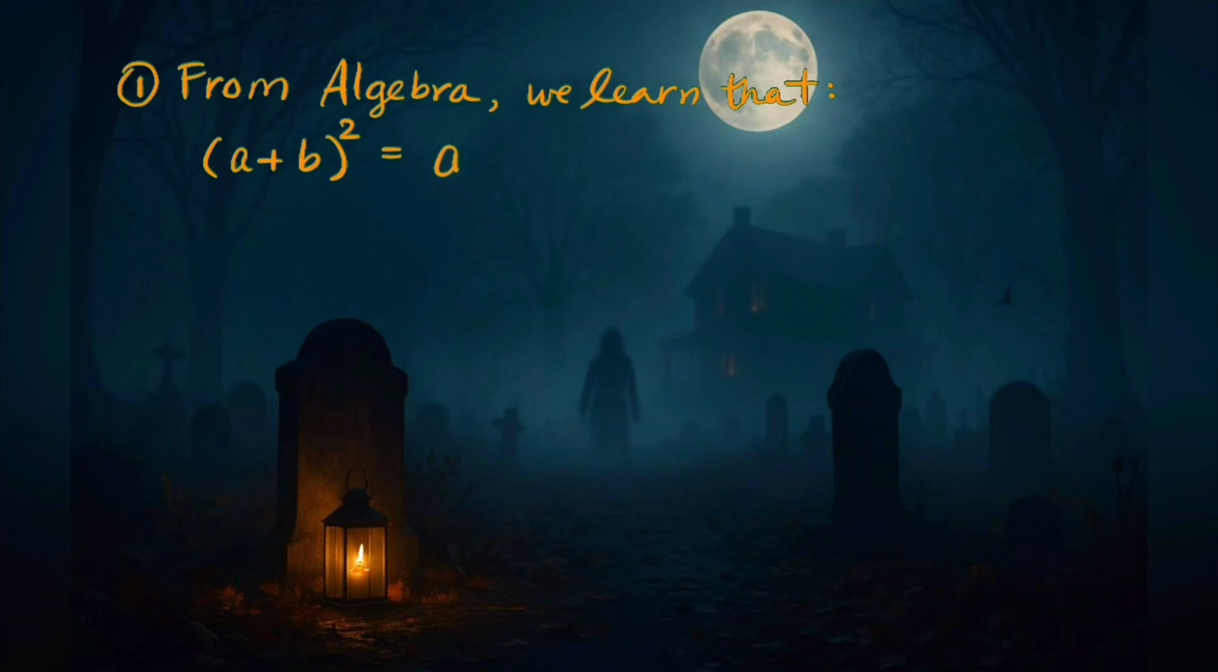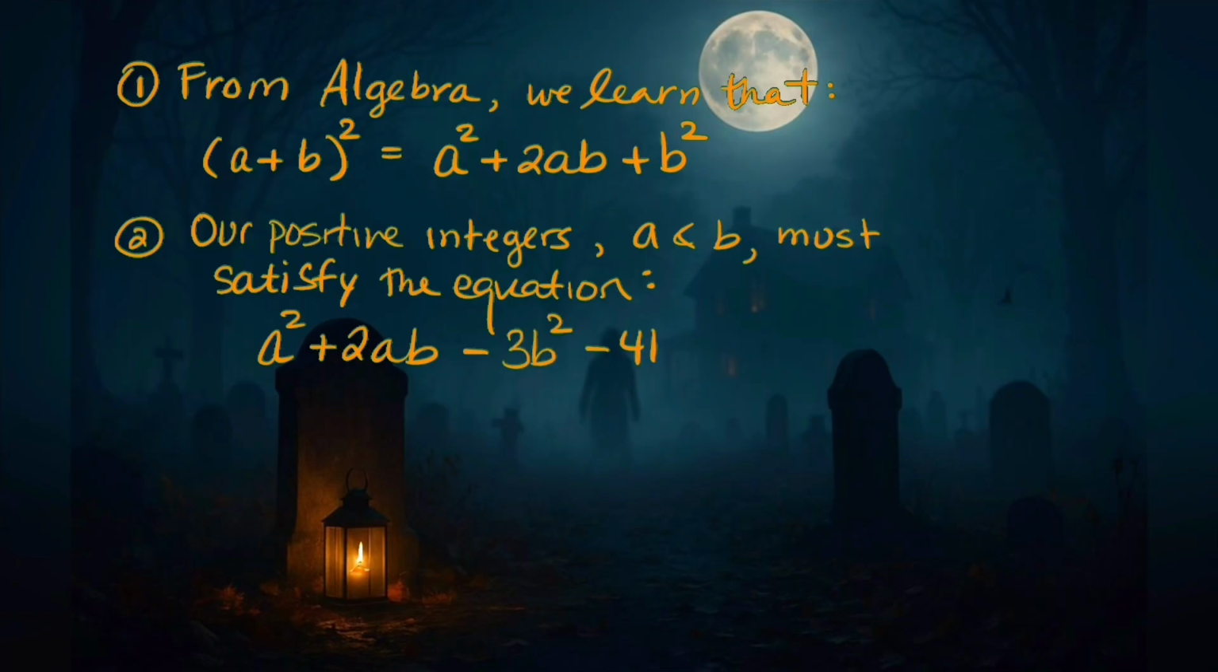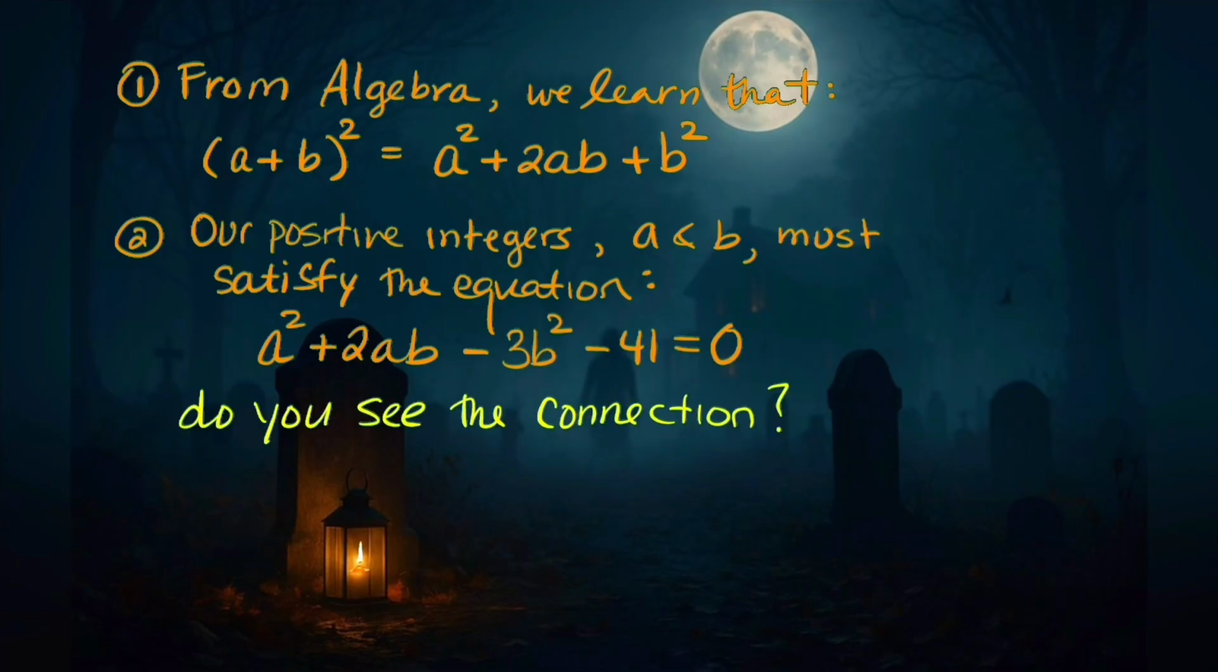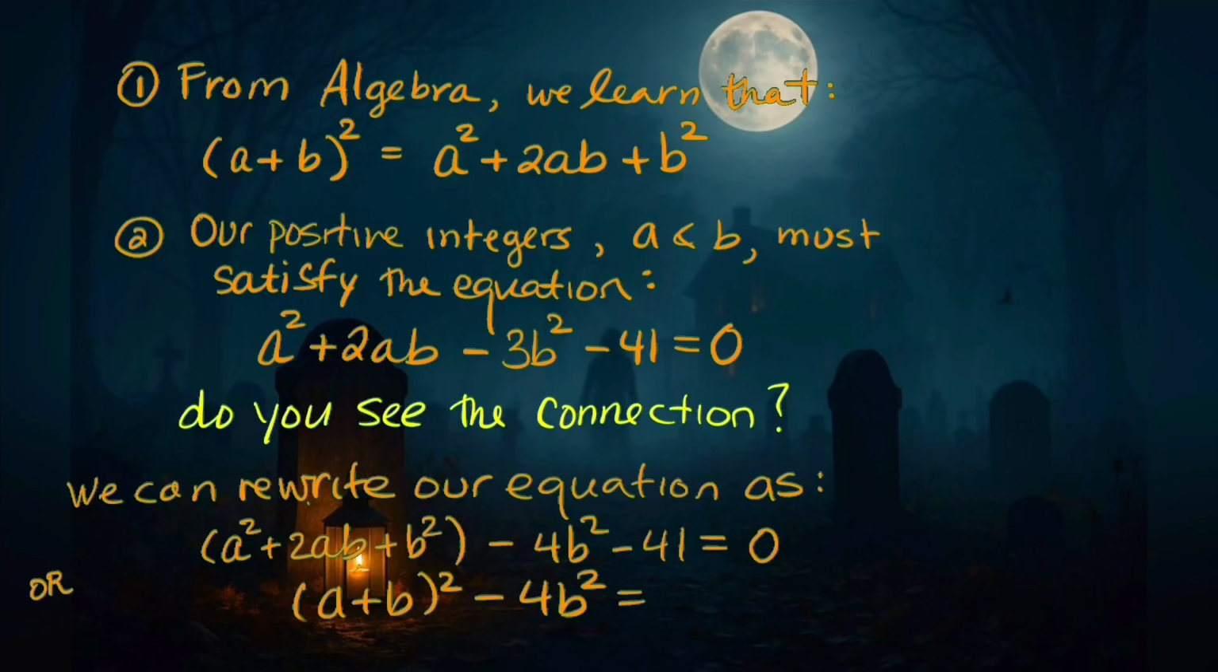From algebra, we learned that a plus b quantity squared is equal to a squared plus 2ab plus b squared. Our positive integers a and b must satisfy the equation given here. Do you see the connection? We can rewrite our equation as follows. A plus b quantity squared minus 4b squared equals 41.